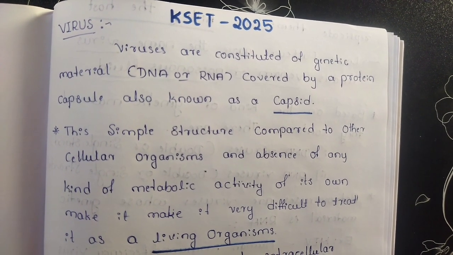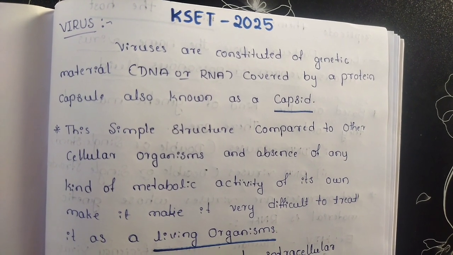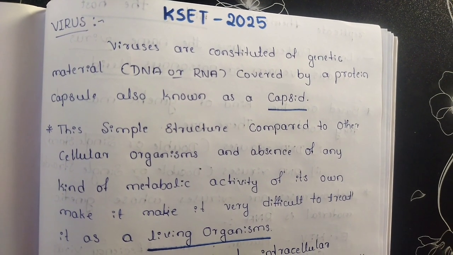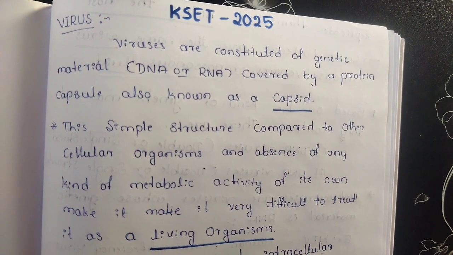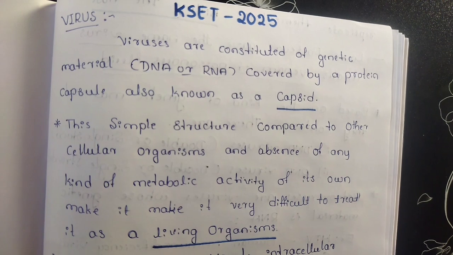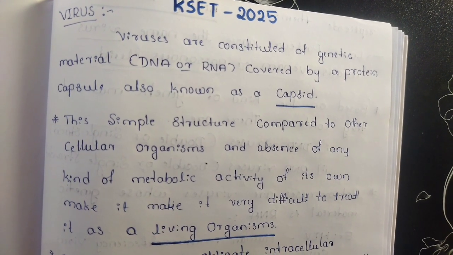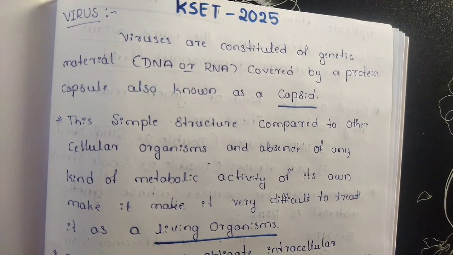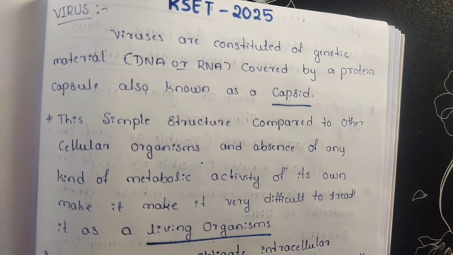Viruses are constituted of genetic material, DNA or RNA, covered by a protein capsule, also known as a capsid. This simple structure compared to other cellular organisms, and absence of any kind of metabolic activity of its own, make it very difficult to treat it as a living organism.